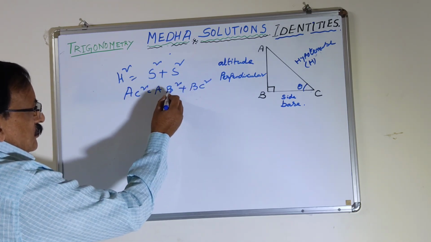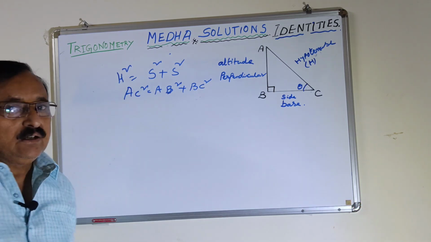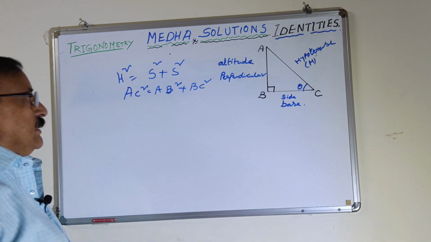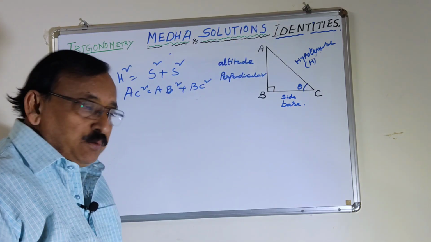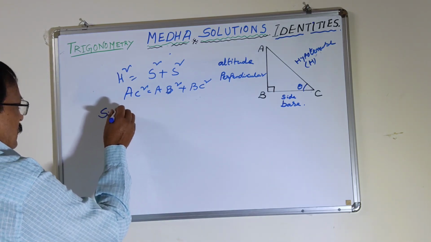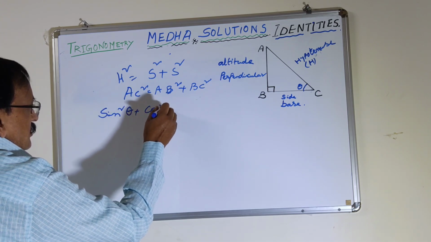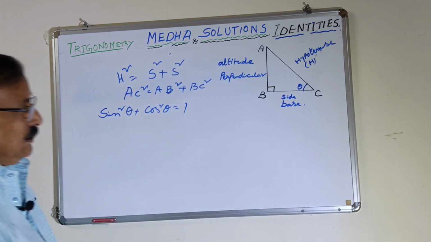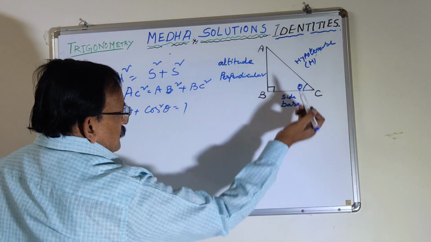Now, if you know any two values out of this, you can find out the third one. And then you have to find out the proofs of identities. The first proof is sin square theta plus cos square theta is equal to 1. Here I am taking theta at angle C.